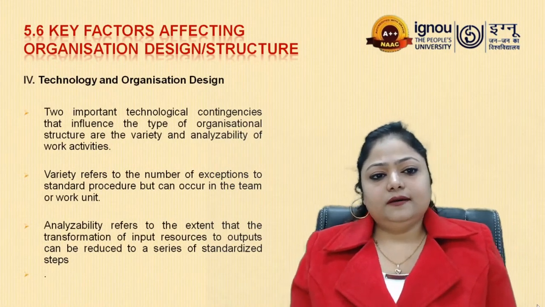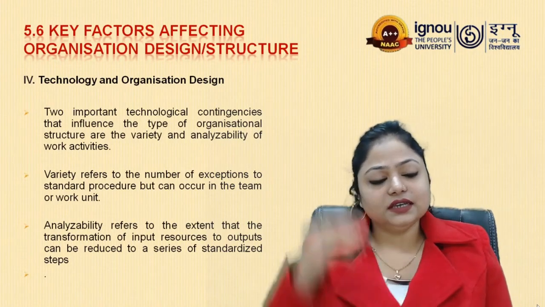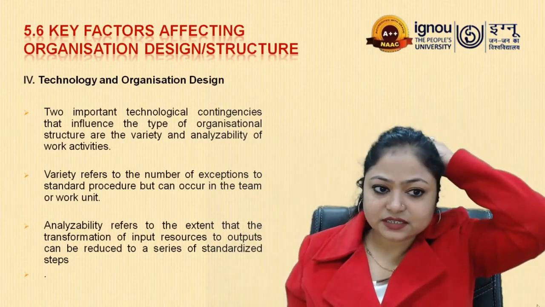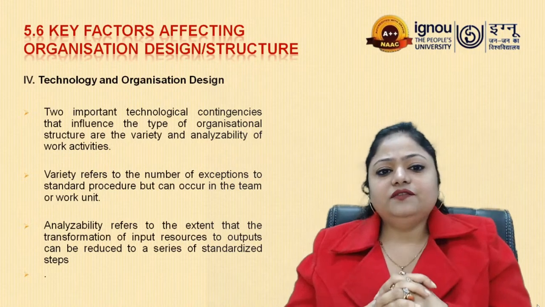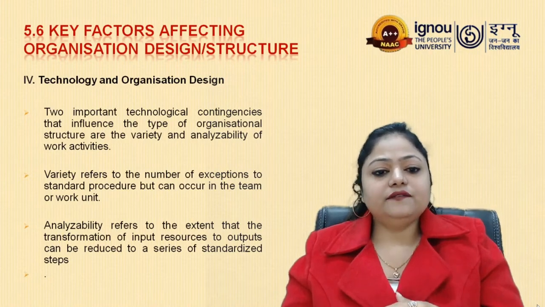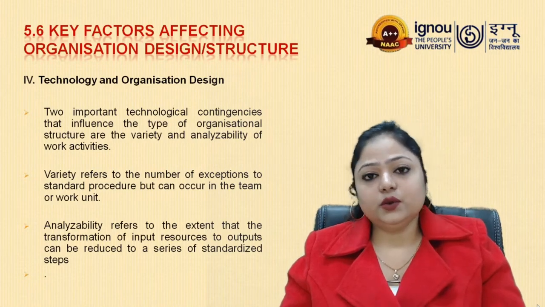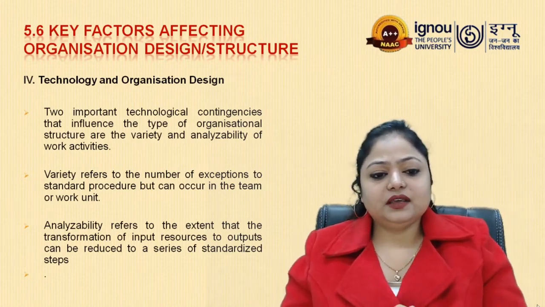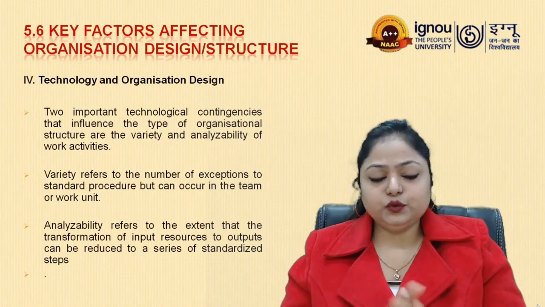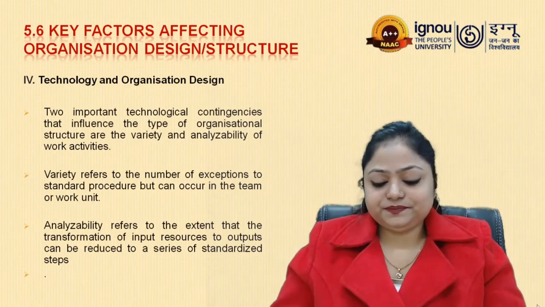Then the fourth approach or key factor which is considered while designing the overall organization is technology. The two most important technological contingencies that influence the type of organization structure are the variety and analyzability of work activities. Variety refers to the number of exceptions to standard procedure that can occur in the team or work unit. Analyzability refers to the extent that the transformation of input resources to output can be reduced to a series of standardized steps.